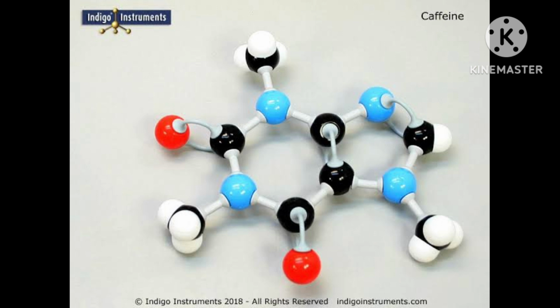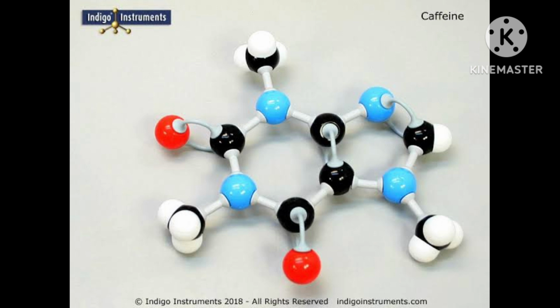Today I am going to discuss three-dimensional representation of organic molecules. Last class I discussed the structural representation of organic compounds, and some problems I have discussed. Now I am going to discuss three-dimensional representation of organic molecules.